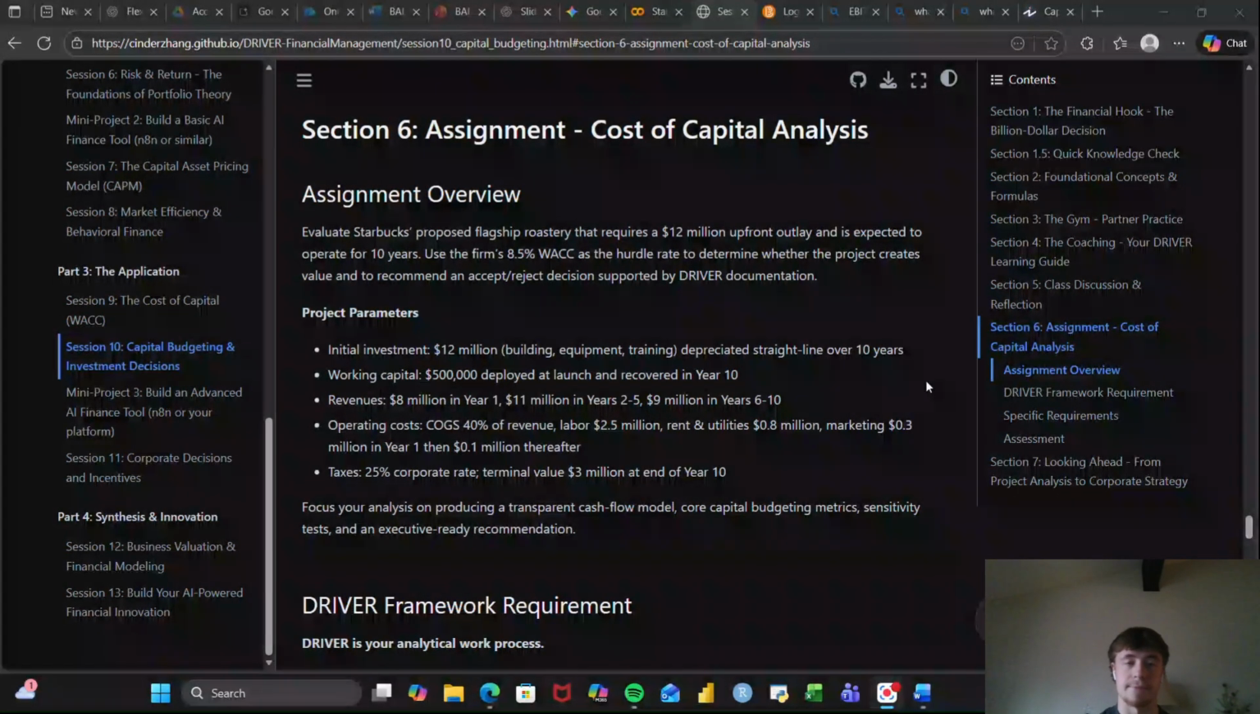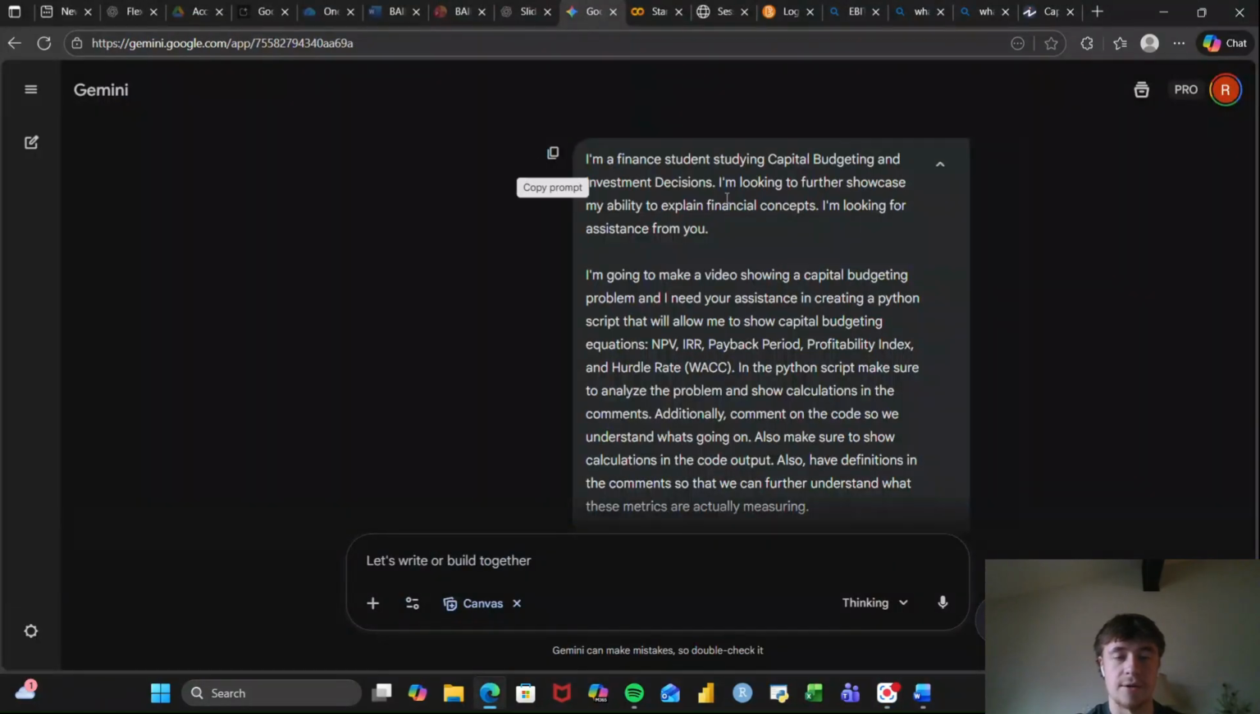So going into our Gemini and what we put in there to get our Python script, I'm a finance student studying capital budgeting and investment decisions, and I'm looking to further showcase my ability to explain financial concepts. I'm going to make a video over this and some important things that I told it to keep in mind when developing this Python script that I told it to create are net present value, internal rate of return, payback period, profitability index, and the hurdle rate and/or the weighted average cost of capital.